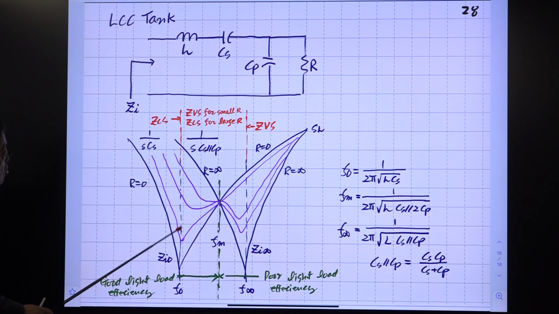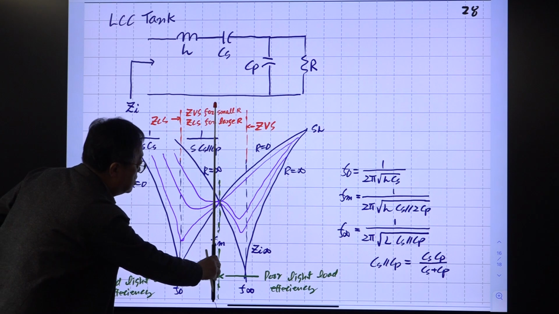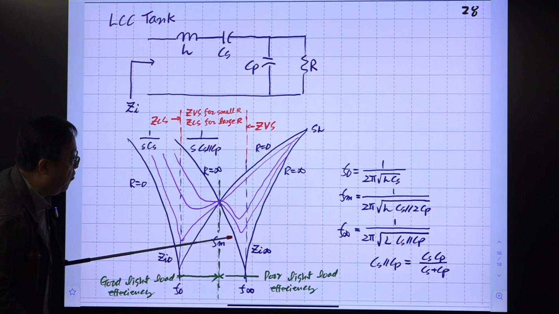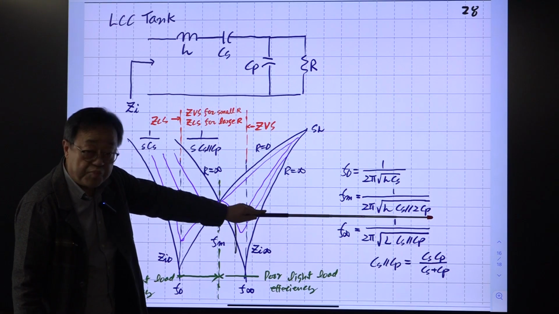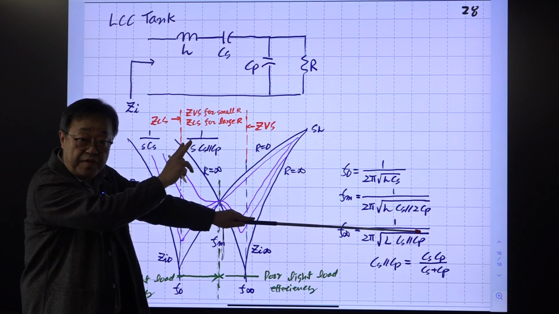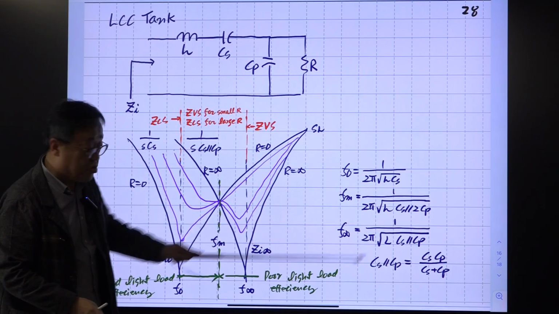So at this low frequency, this is the F_M. F_M is given by this. You can prove this easily. Take the same approach as the previous one, then you can easily prove this.